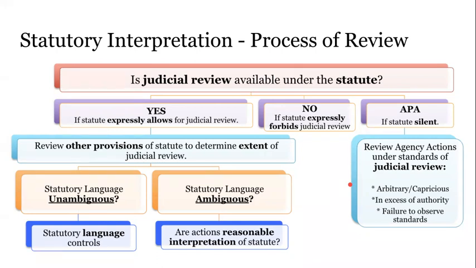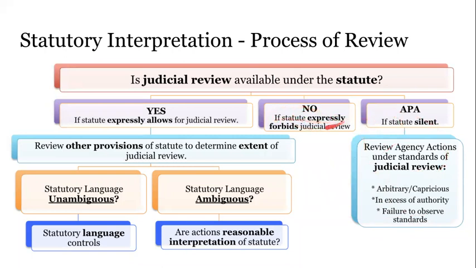But it's whether government failed to take action, or whether government took too much action, took action outside of its authority. And these are the measuring standards on a scale: arbitrary, capricious, in excess of authority, and failure to observe standards. There's one way of thinking about these as weightings for and against. So that's the Administrative Procedures Act.